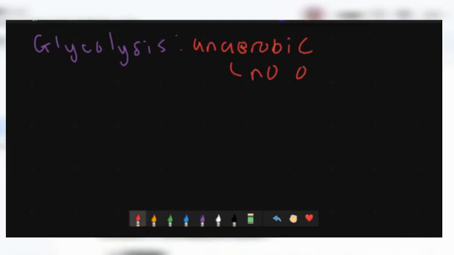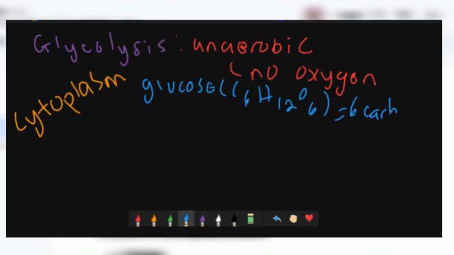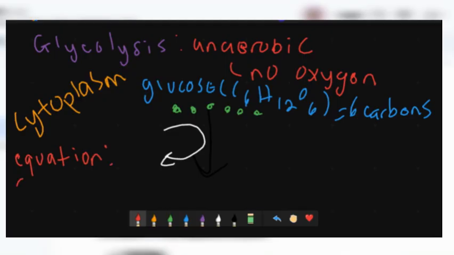Hi everyone. As in the first video, we explained that cellular respiration was the process of glucose turning into ATP. So today I'll be explaining glycolysis, which is the first step to break down glucose. Glycolysis is an anaerobic process, which means that it requires no oxygen, and it happens in the cytoplasm of the cell. So we're just going to draw cytoplasm.